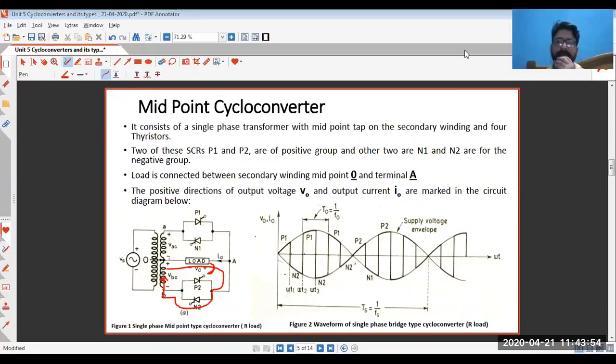And that is why the current direction in this case, when N2 is conducting, is opposite, means negative. And when the direction of current is negative, the output voltage will also reverse its direction. It will become positive and minus. So that is why it is following the negative envelope of the supply.